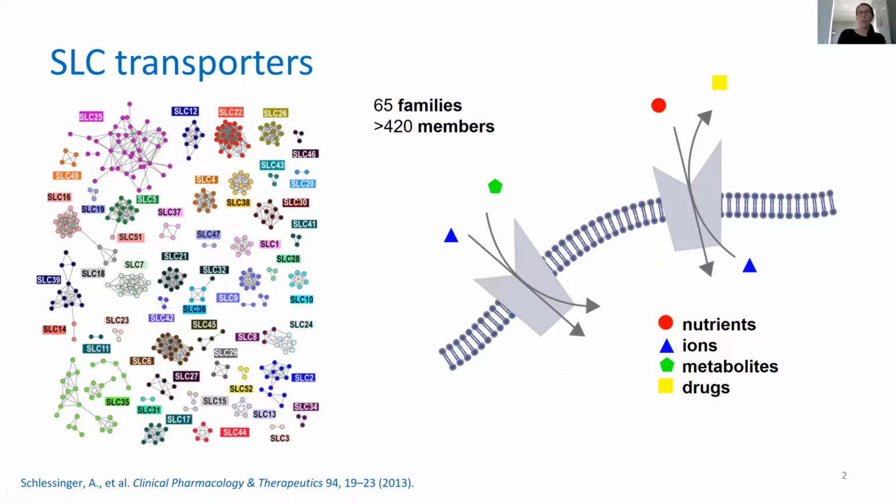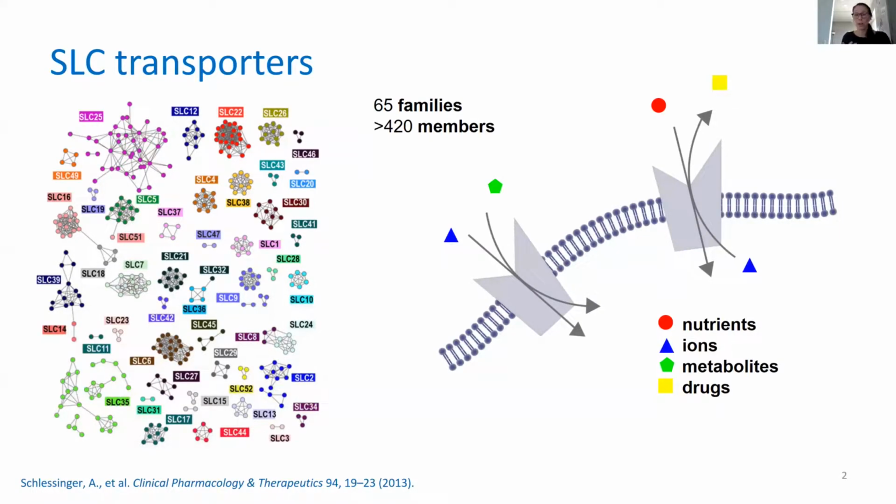In the human genome, we have a really huge transporter family. It's called the solute carriers, or SLC transporters. This family is actually the second biggest gene family in the human genome. We have more than 65 families that have more than 420 members. When you look at the human genome, only the group of the GPCRs has more representatives. So this is a huge gene family.